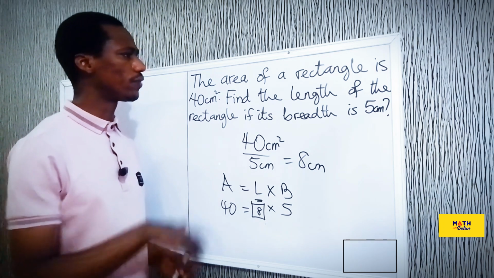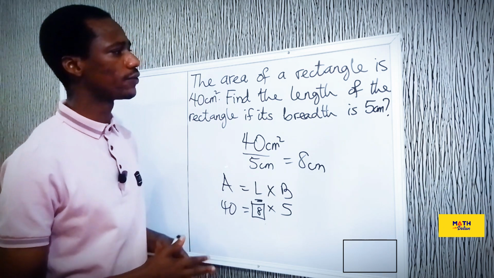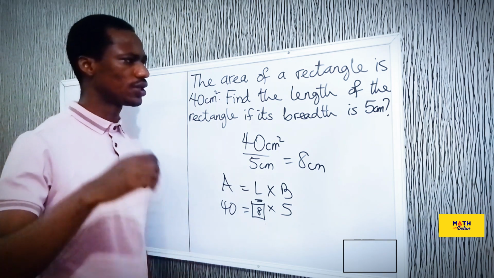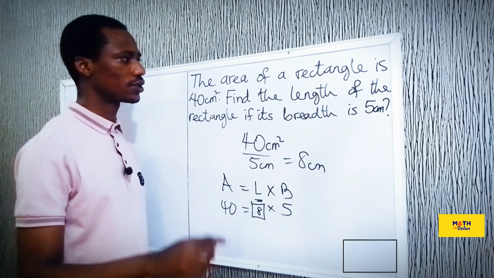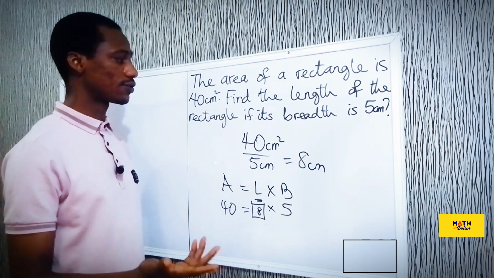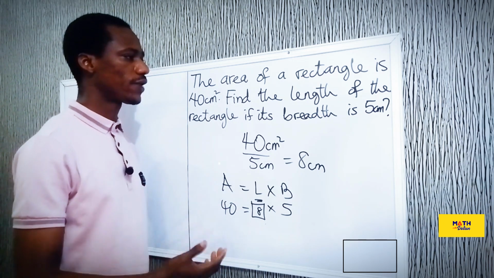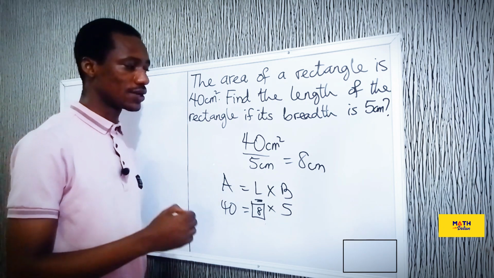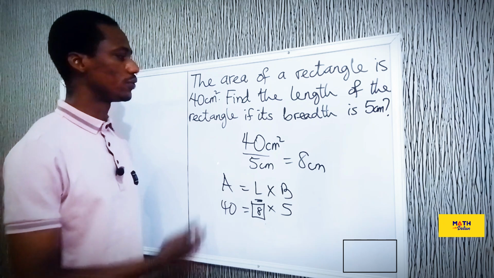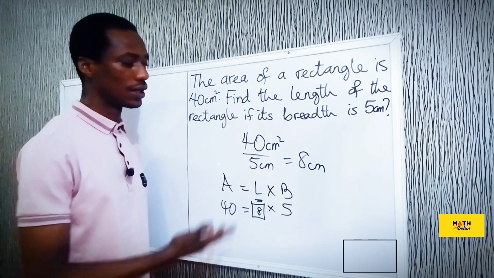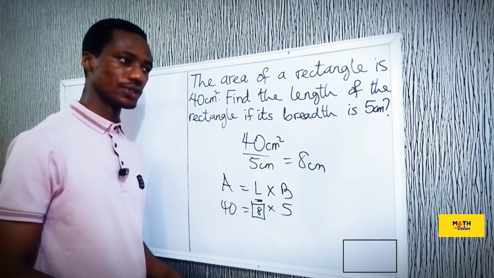Thank you. So, find the area. The area of a rectangle is 40 centimeters squared. Find the length of the rectangle if its breadth is 5 centimeters. So we divided the area by the breadth, and our answer is 8 centimeters.